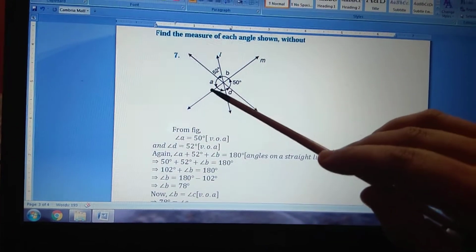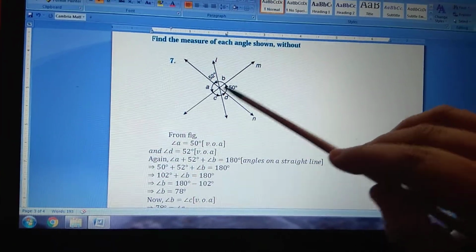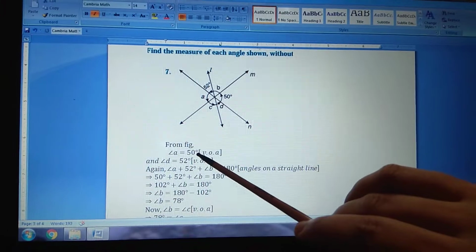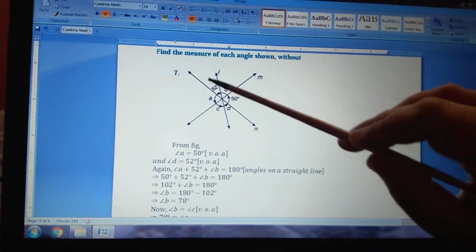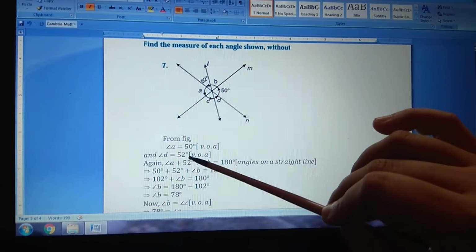You can see angle A and the angle 50 degrees, these two are opposite. So these two must be equal. So angle A is equal to 50 degrees. So one value we have got. Again angle D and 52 are vertically opposite angles. So D value is 52.